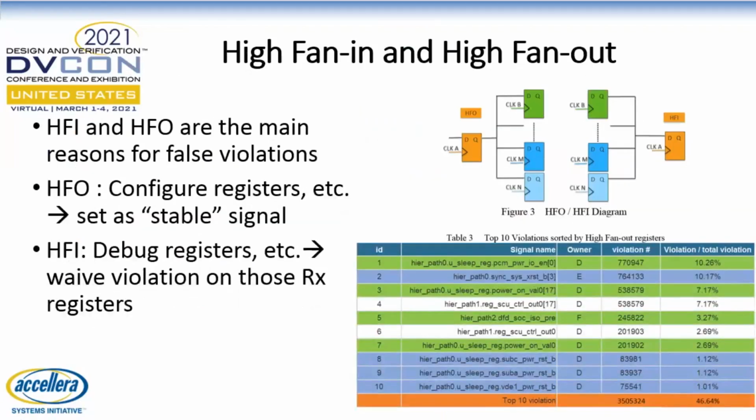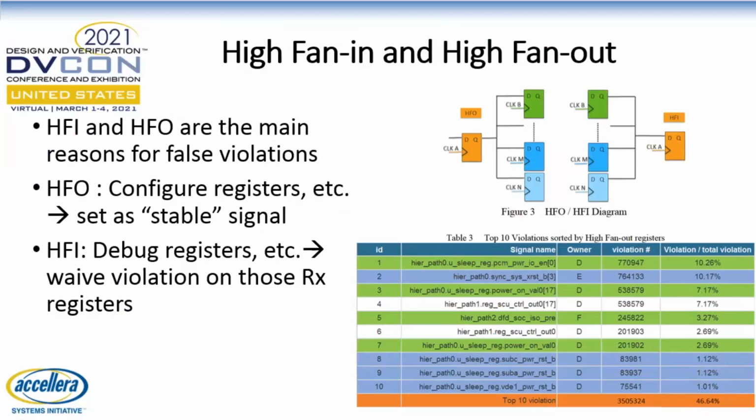High-fan-in and high-fan-out are the main reasons for false violations. The high-fan-out register is the flip-flop on the left of Figure 3. It has multiple target registers. The high-fan-out registers are mostly function configuration registers. These registers hold a stable value when the function units are working. So, we don't worry about the CDC issue on these registers. We can set these registers to stable signals and no longer trigger these paths.